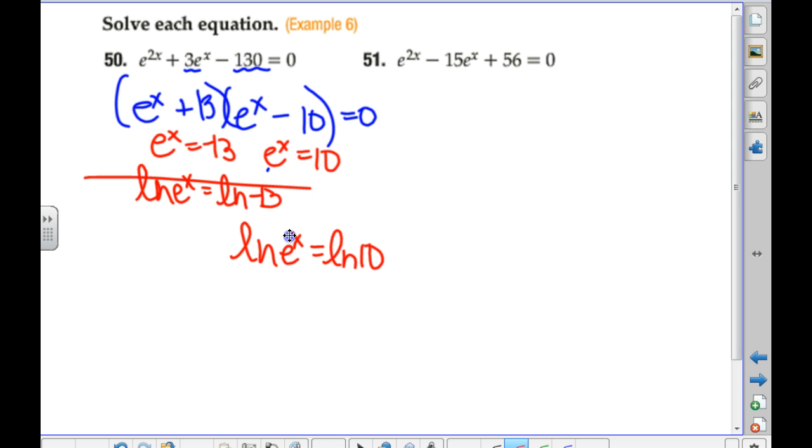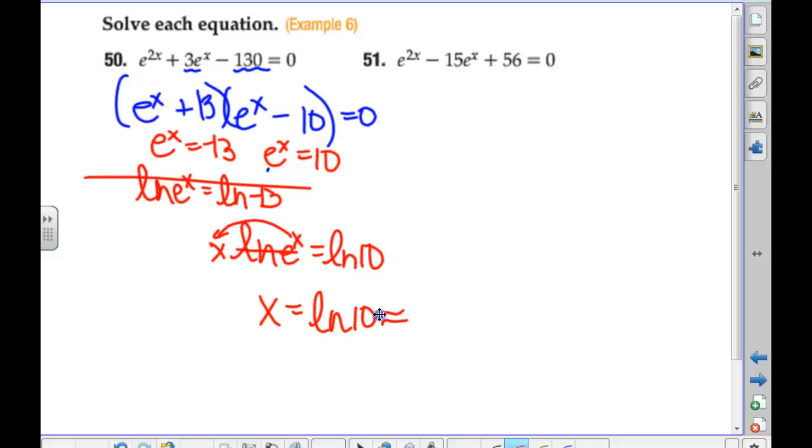And here, I can bring this x out in front, and the natural log of e is just 1. So I have x equals the natural log of 10, or whatever decimal approximation that is, okay? You can leave it exact or give me a decimal, I don't care. Does that help? You know, I understand just factoring and then taking the log at the end.